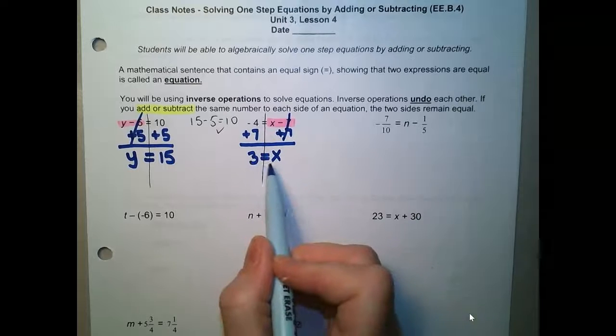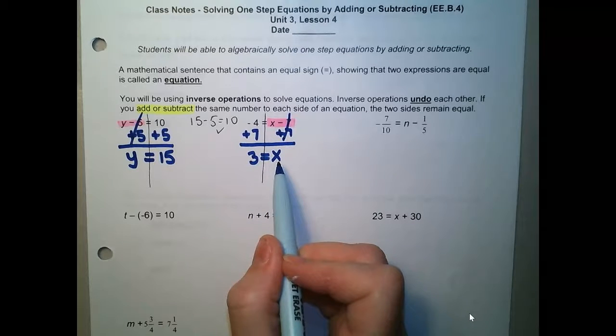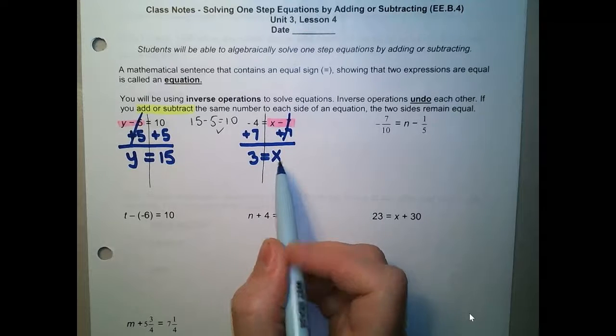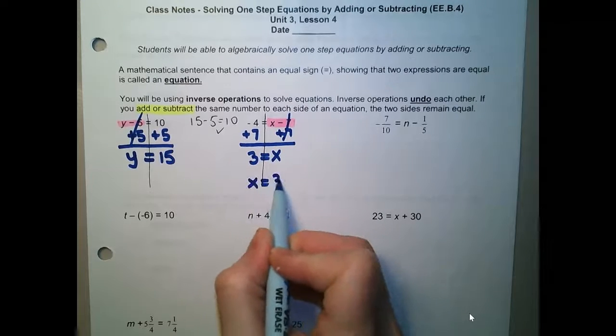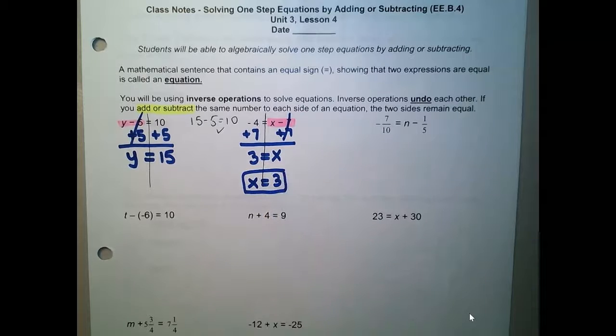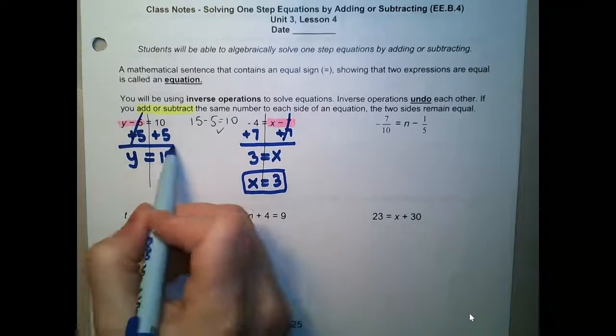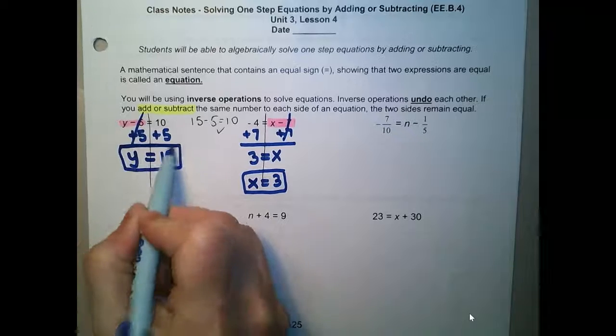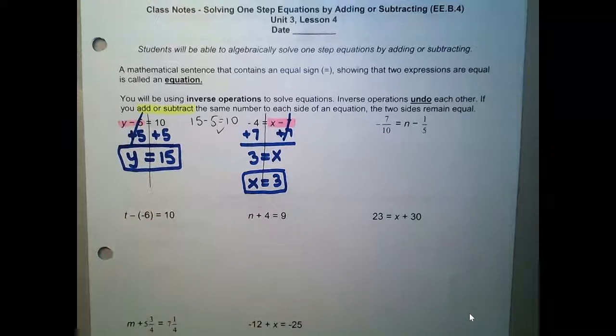Now, some people would say that this is done because, Mrs. Fraser, you've got a variable, you've got an equal sign, and you've got a number, but we like them to be in that order. So your best final answer would be to rewrite it with the variable on the left and the number on the right. This one happened to already have the variable on the left and the number on the right.